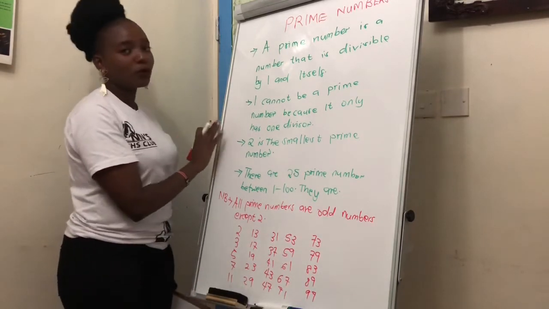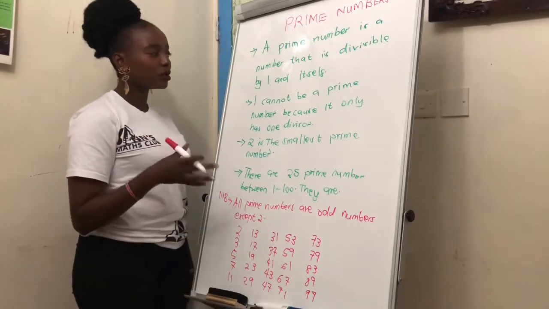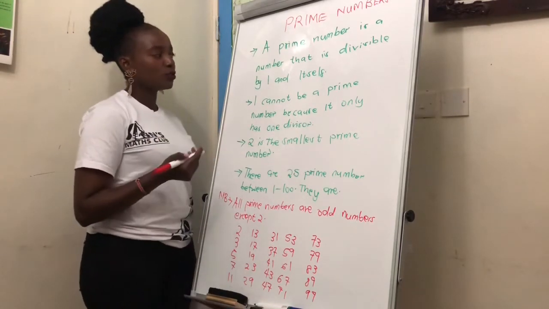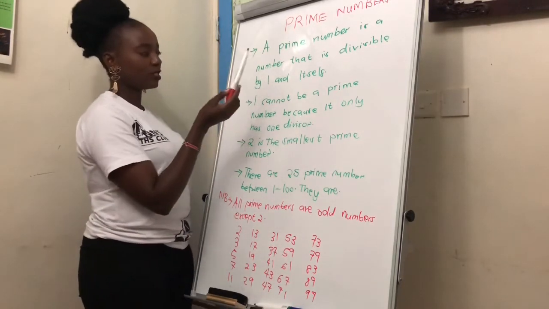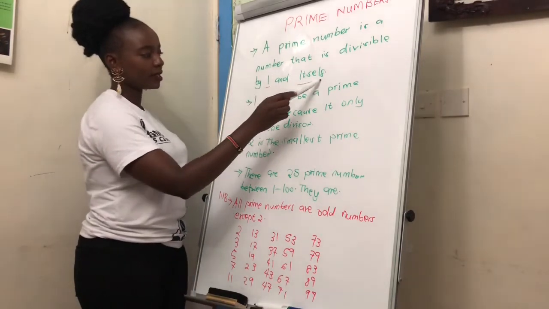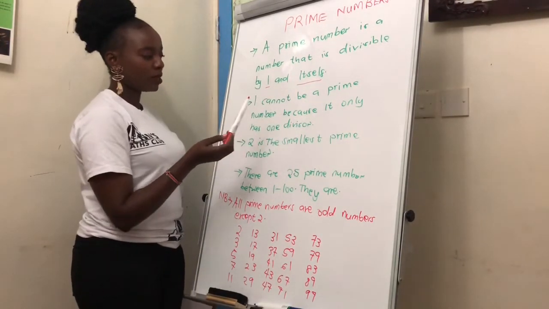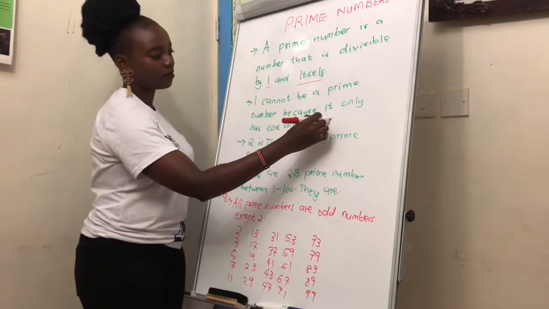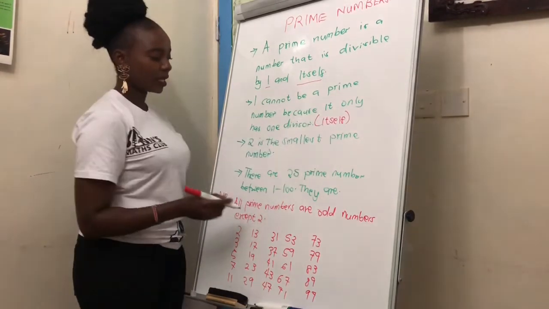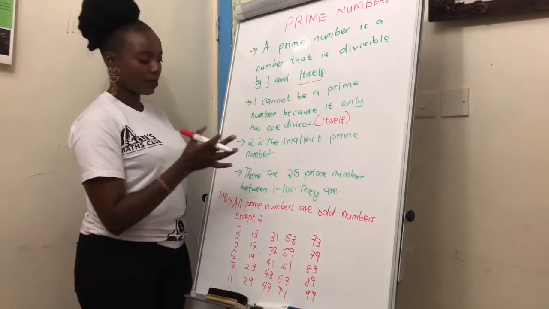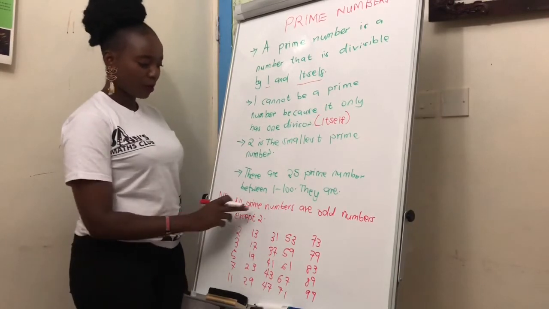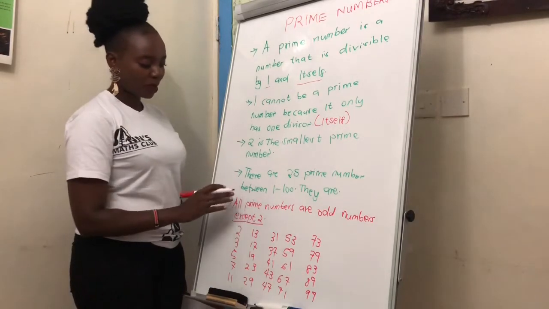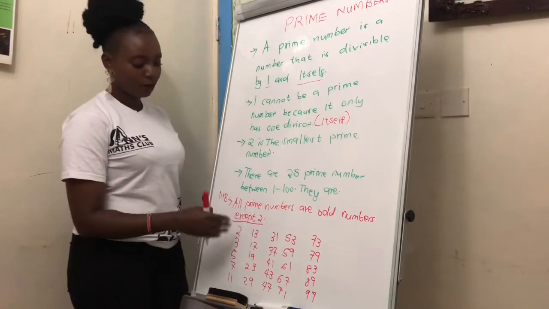So this is just about prime numbers. Maybe you can get a question asking you to list the prime numbers or such. So what you need to know: a prime number is a number that is divisible by 1 and itself. And we see 1 cannot be a prime number because it only has one divisor, which is itself. And 2 is the smallest prime number. And remember, we said all prime numbers are odd numbers except 2. And lastly, the 25 prime numbers between 1 to 100 are the following numbers.